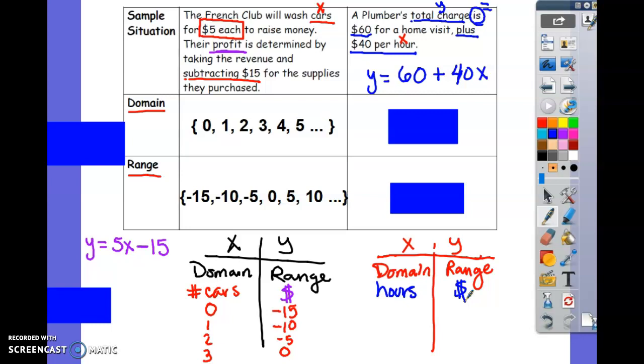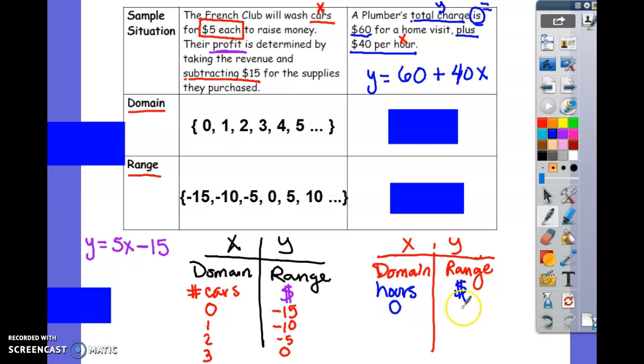So how many hours can he work? Can he work negative hours? No. So I cannot put any negative numbers here. What's the least amount of hours he can work? The smallest number of hours he can work. 1 hour? What about 0 hours? Right? He doesn't have to work. If he doesn't want to take this job, he doesn't have to take the job. He can work 0 hours, right?